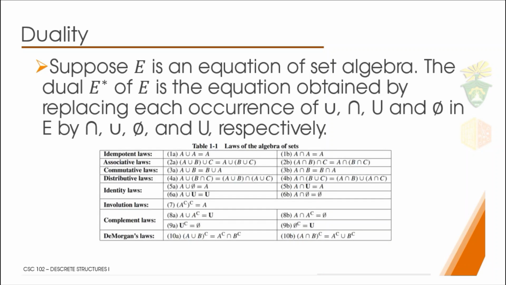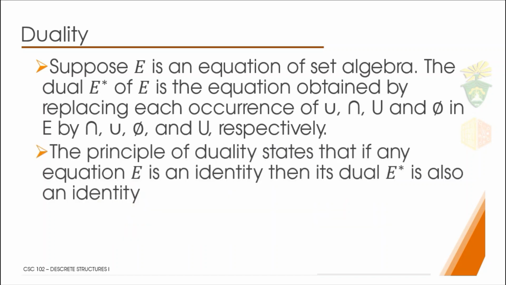As you can see in the laws that I just introduced, this one here is a dual of that one. If you notice, all the unions are now replaced with intersections, all the intersections are now replaced with unions, all the universal sets are replaced with the empty set, and all the empty sets are replaced with the universal set. Okay, so that is just what duality means.